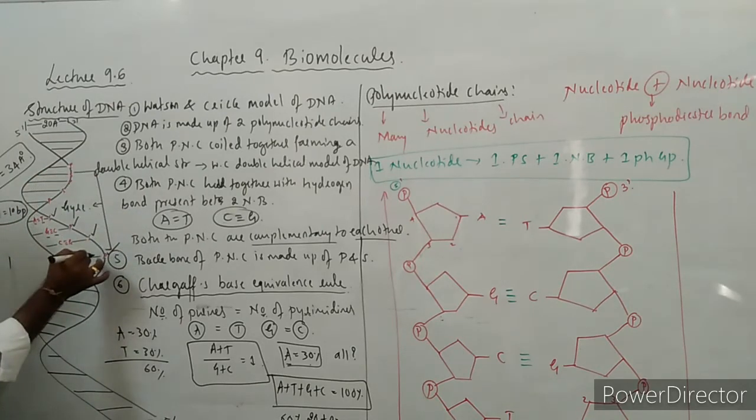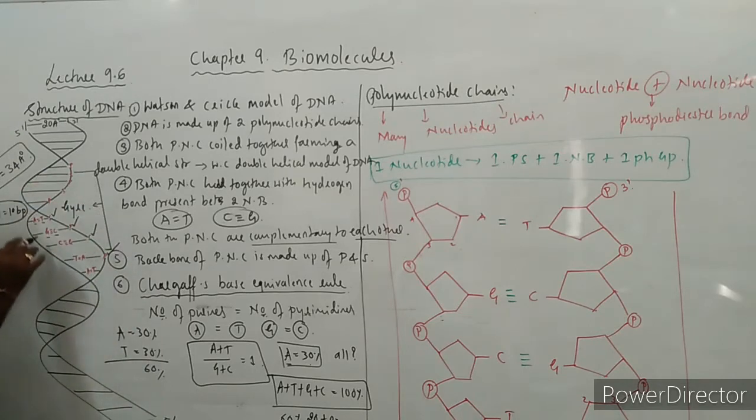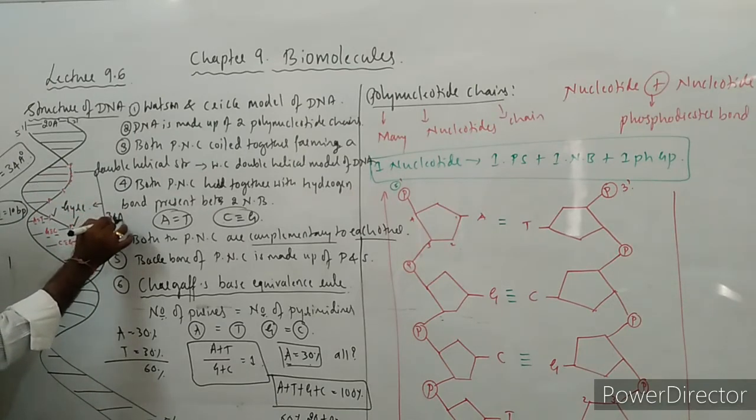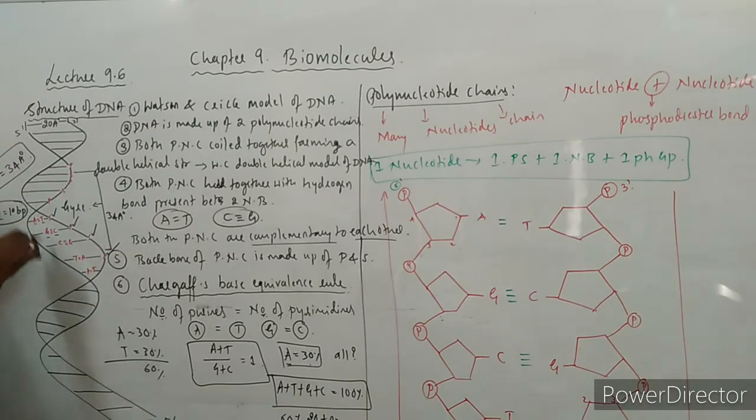So from here to here is the total distance. One complete turn of DNA is called one pitch, and the length is about 34 angstrom units. What about one base pair? The distance between two base pairs is 3.4 angstrom units.